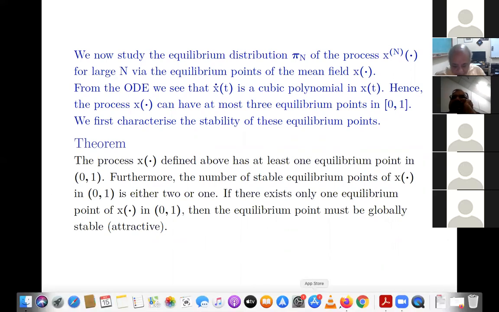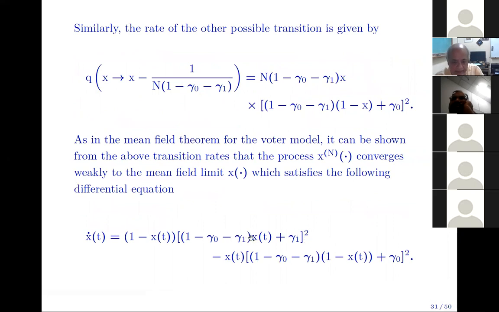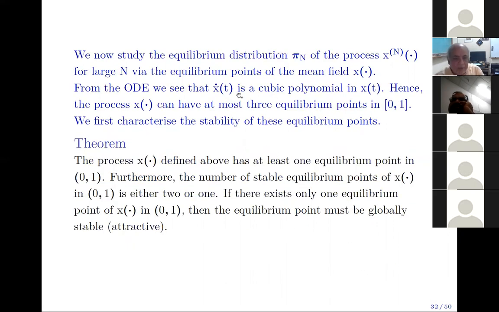From the ODE here, because there are squares here, x_t squared and x_t squared here, therefore x dot is a cubic polynomial in x_t. Hence, x can have at most 3 equilibrium points in 0, 1. And we can characterize the stability of these equilibrium points again by looking at the mean field theorem. By the mean field limit, the process x dot that we have has at least 1 equilibrium point in 0 to 1. Furthermore, the number of stable equilibrium points is either 2 or 1. So the third is not a stable equilibrium point.